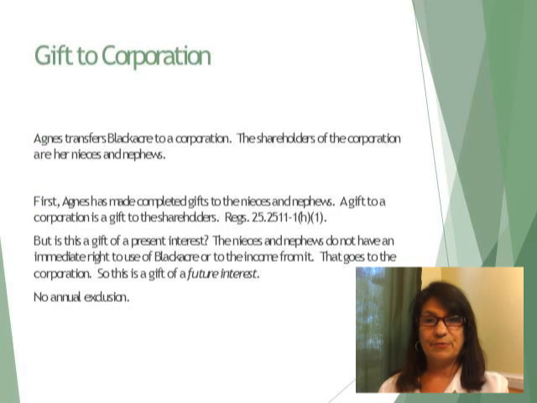Okay, something a little different. Agnes transfers Blackacre to a corporation, and the shareholders of the corporation are her nieces and nephews. Okay, first of all, she has made completed gifts to the nieces and nephews, right? A gift to a corporation is a gift to the shareholders, usually. And that comes from the regs also, but this is a different section. This is 2511, one of the general sections about gifts. But is this a gift of a present interest? The nieces and nephews do not have an immediate right to the use of Blackacre or to the income from it. That goes to the corporation. So this is a gift of a future interest to them. No annual exclusion.